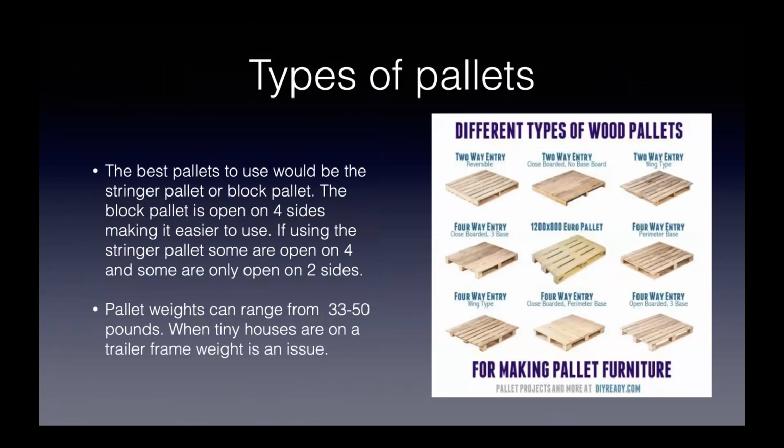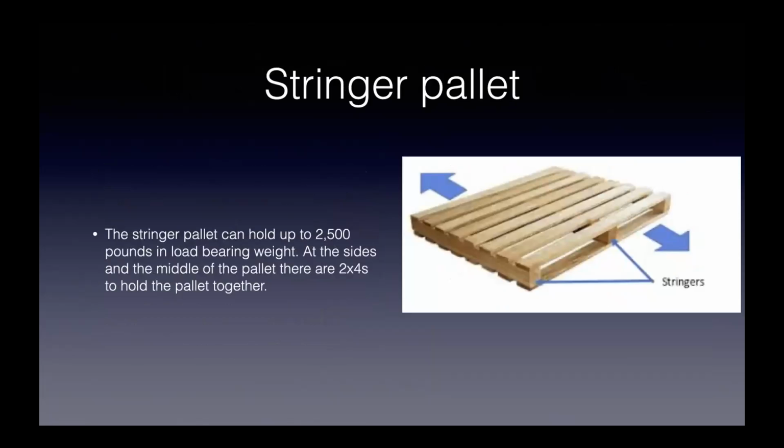There are multiple different types of pallets you could choose from, but what I looked up was the stringer pallet and the block pallet. These pallets usually range from 33 to 50 pounds each. Here's a stringer pallet. It's built with 1x boards on the top deck and the lower deck, and on the sides there are 2x4s running across the two ends and through the middle to keep the structure safe. It can hold up to 2,500 pounds.